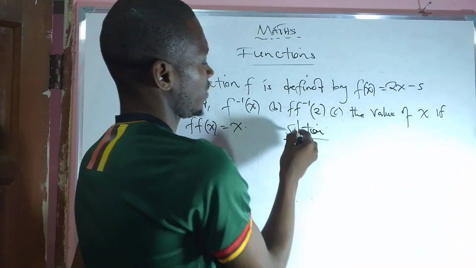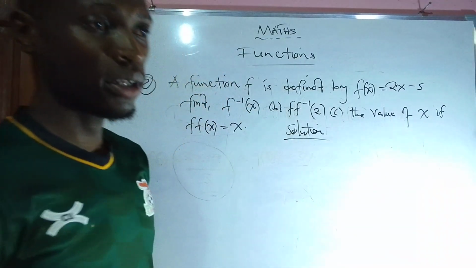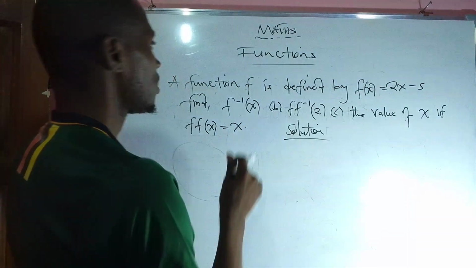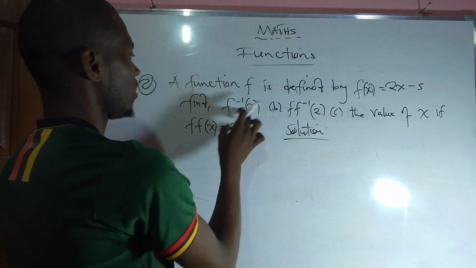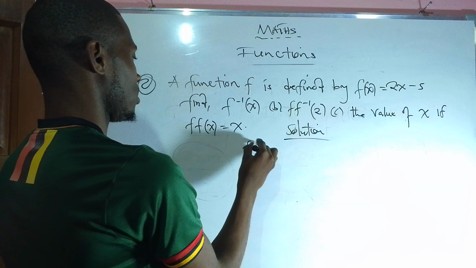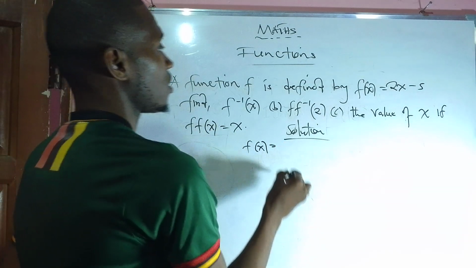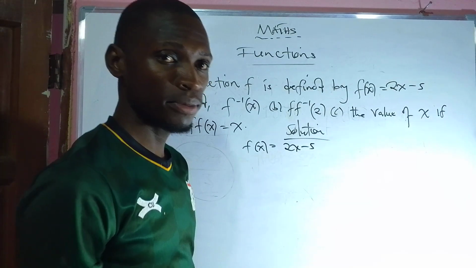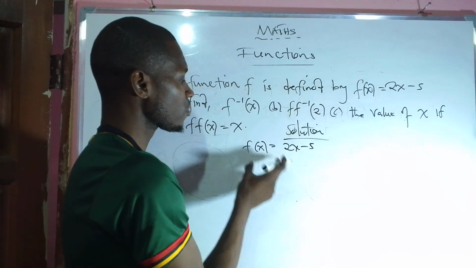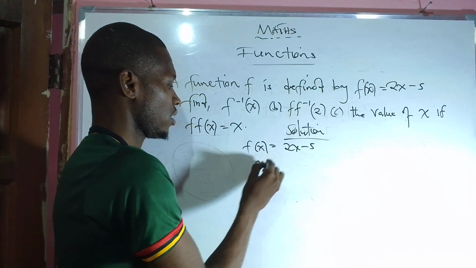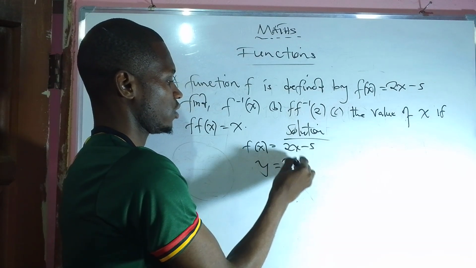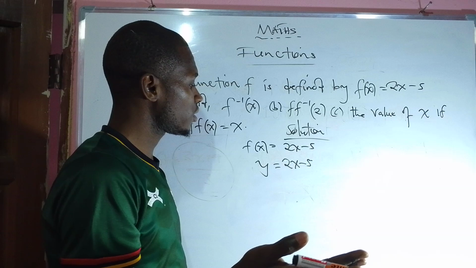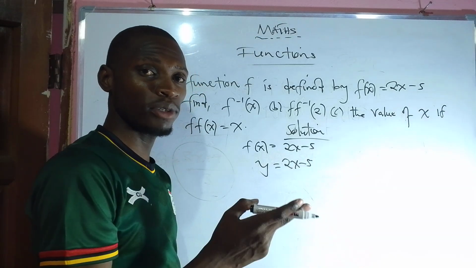Since we now have some ideas from the first one, we'll try to increase the speed a bit. To find the inverse, since we have 2x minus 5, we change f(x) into y. So y is equal to 2x minus 5. The second step is to make x the subject of the formula.